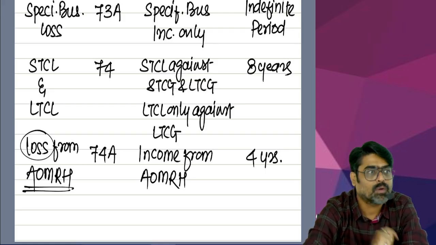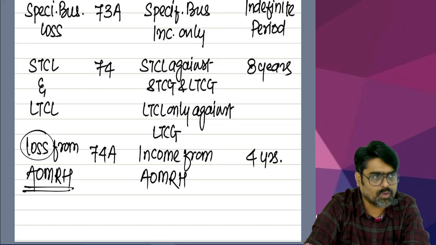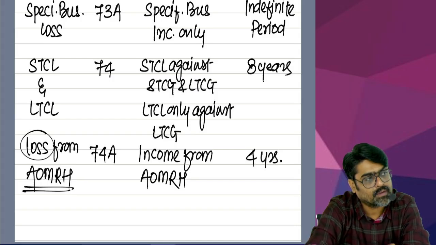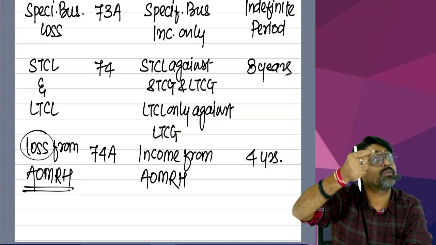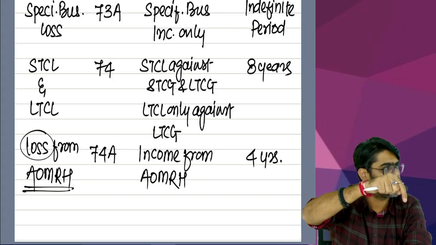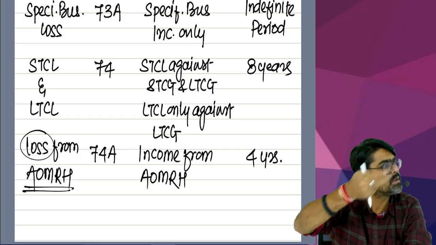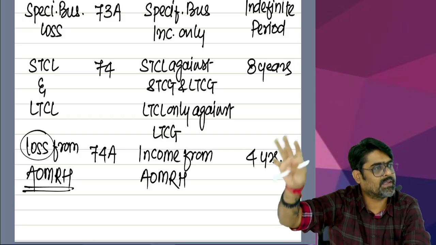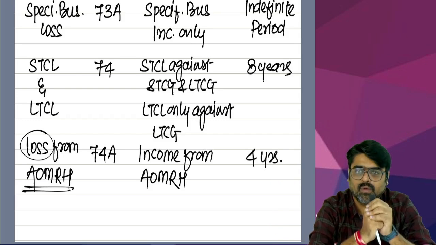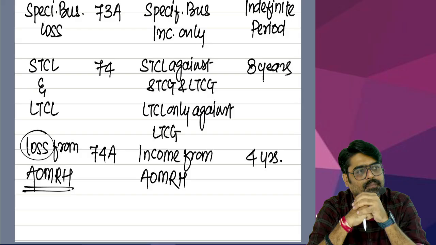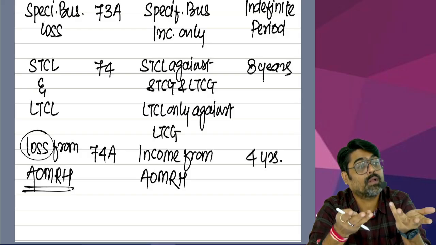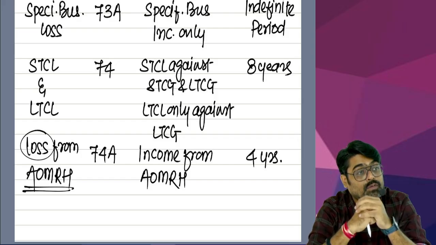Yes or no? But what if that loss of any source under the head IFOS could not be set off under the head IFOS? Then that loss will become the loss of the IFOS head. Is there any restriction? No. So the loss of the IFOS head can be set off against any head. Salary, PGBP, capital gain, against any head it can be set off. What if no other head is there, and the loss of the IFOS head is also not set off? Inter-head set off was also not done.